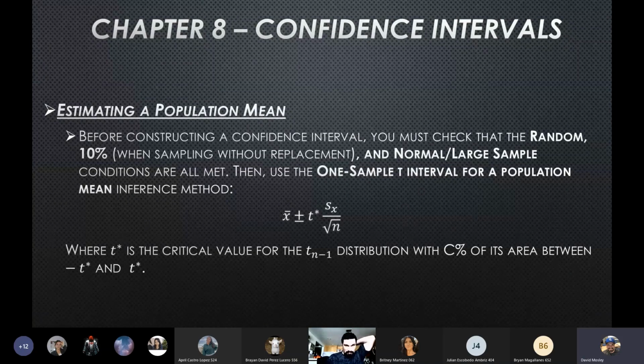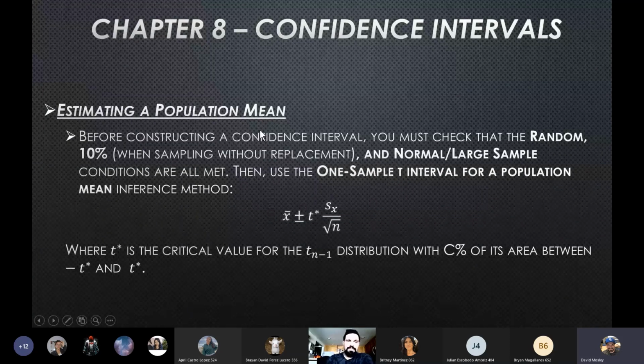Which is based on the sample size. 1 less than the sample size gives us our degree of freedom, with c% of its area between negative t star and t star. And again, on our t distribution, we look across that bottom row, right? And find the percent, and then intersect that with the degree of freedom line, and we get our t star.